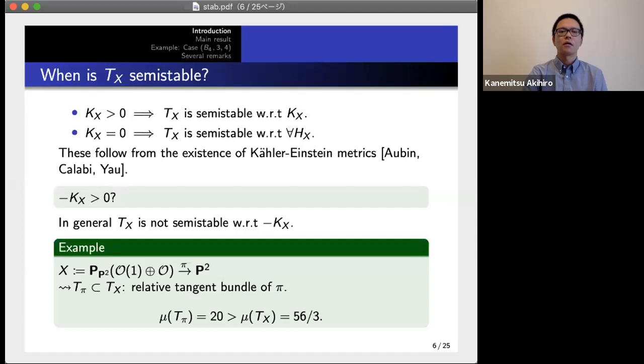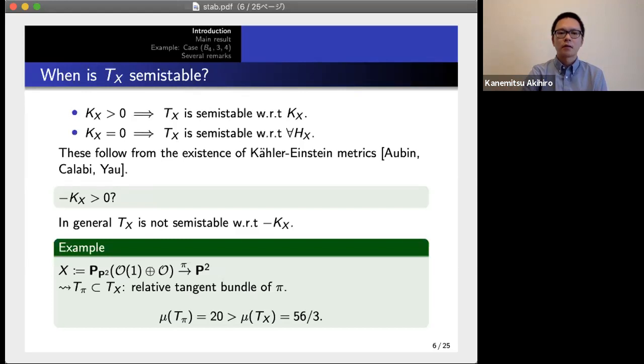For example, if the canonical bundle is ample, then the tangent bundle T_X is semi-stable with respect to the canonical polarization. And also, if the canonical bundle is trivial, then the tangent bundle is also semi-stable, and in this case with respect to any polarization. And this follows from the existence of Kähler-Einstein metrics on these varieties, which is proved by Calabi and Yau. Okay, so roughly speaking, if the canonical bundle is semi-positive, then the tangent bundle is semi-stable.